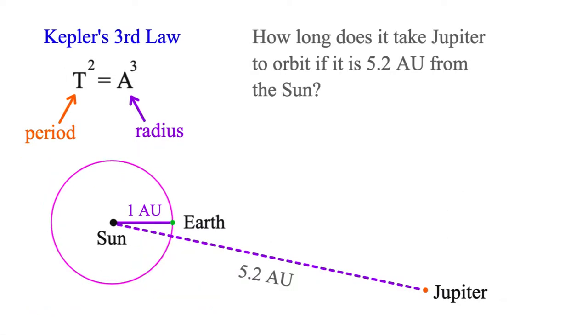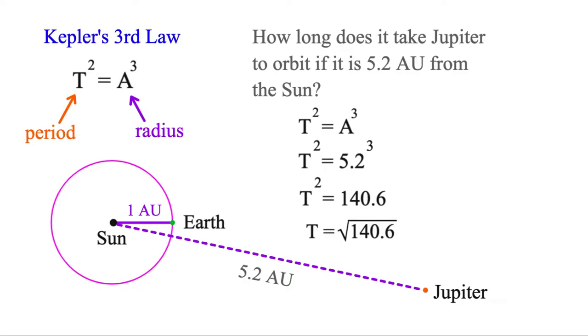Okay, board 3. Feel free to pause if you just want to try this one on your own here. How long does it take Jupiter to orbit if it's 5.2 AU from the sun? So just a little over 5 times the distance that Earth is from the sun. Let's go ahead and grab Kepler's again, of course. Change A to 5.2. It's going to blow up a lot more when we cube it this time. It's going to blow up to 140.6.